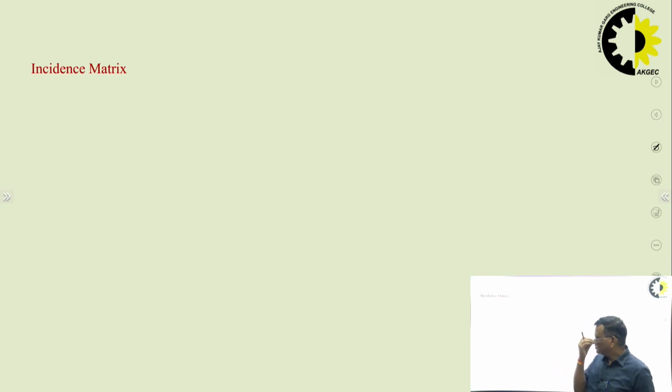Basically these two slides deal with the terminology being used. The definitions are very simple, you can visualize them and easily remember. Now the most important thing is the matrices that are used in graph theory to solve a given network. First we will discuss the incidence matrix.